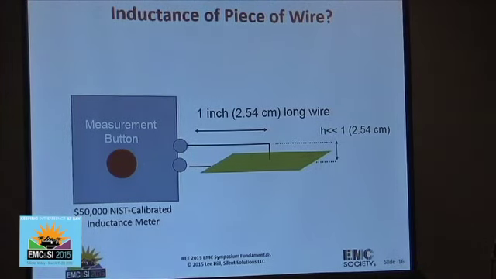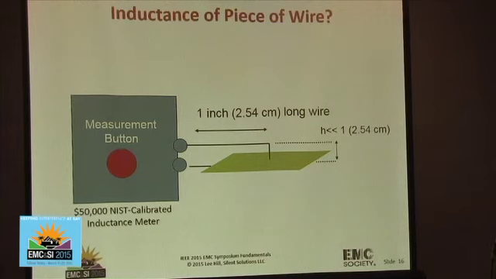It announces inductance by talking. Okay, and you hook up this 1-inch piece of wire, you connect it to a piece of metal, and you push the button. The inductance meter says, the inductance of this circuit is 10 nanohenry. And you go, aha! See, one inch piece of wire, 10 nanohenries. It says so when it's calibrated. Pieces of wire do have inductance.